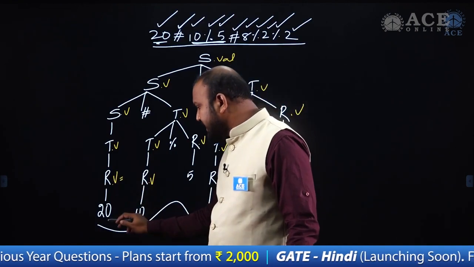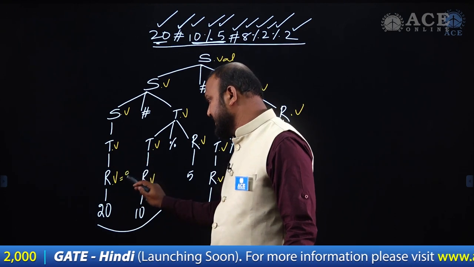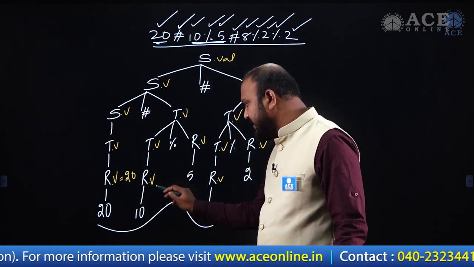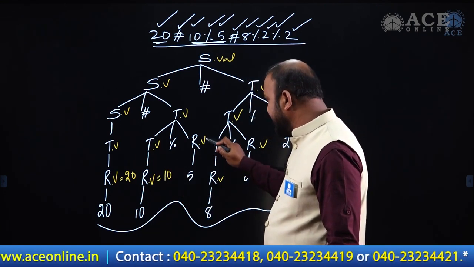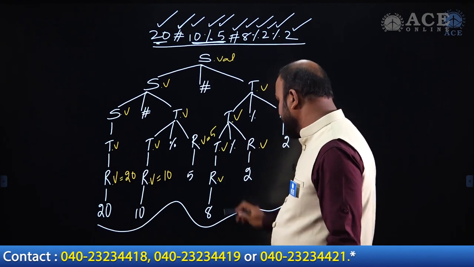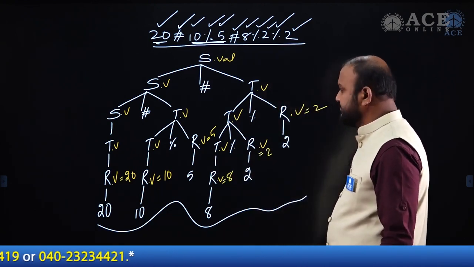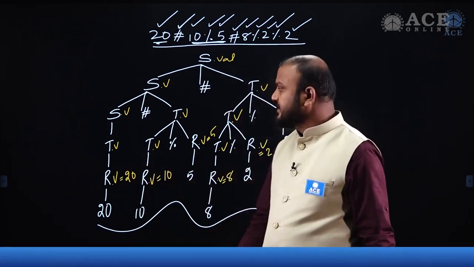So R.val equal ID.val. ID.val is the respective integer value. It is given, so it is 20. So wherever the R tends to ID production is there, that R value is the ID value. Here it is 5, here it is 8, here it is 2, here it is 2. Okay. Next, just look at the production T tends to R.